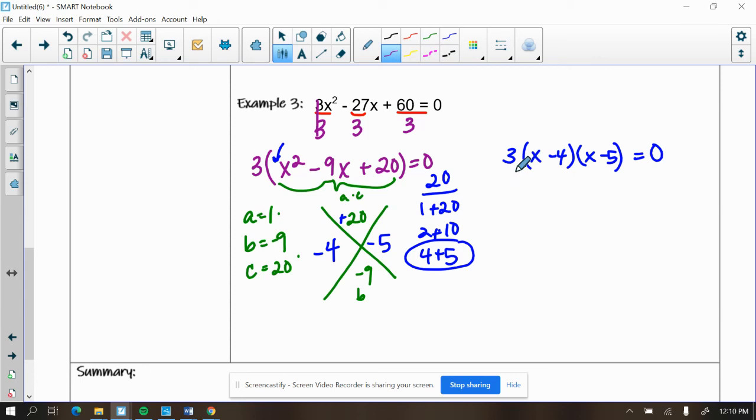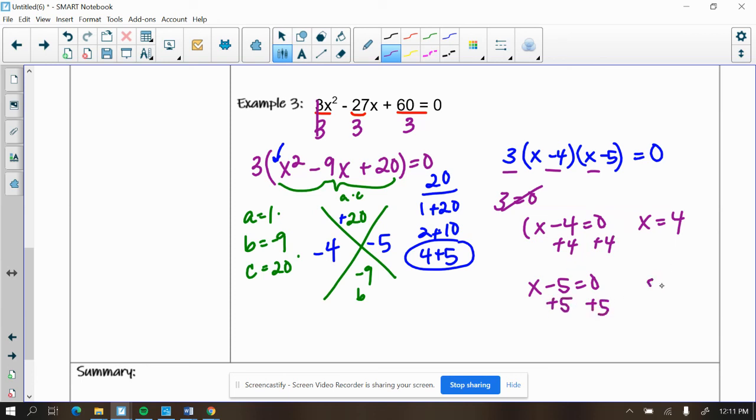Then at the end, we split each group to equal 0. Well, 3 equals 0. That doesn't make any sense, so we don't have to worry about that one. X minus 4 equals 0, and then x minus 5 equals 0, and solve for that. Add 4 to both sides. X equals 4. Add 5 to both sides. X equals 5. So my graph is going to cross at 5 and 4. So that means this one would be a really skinny parabola.